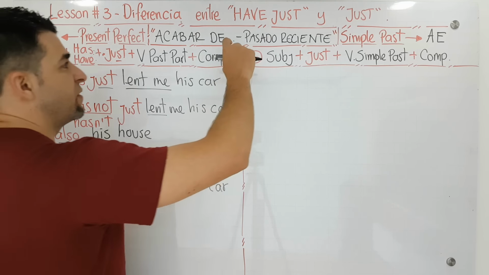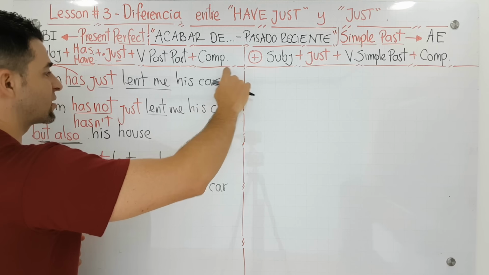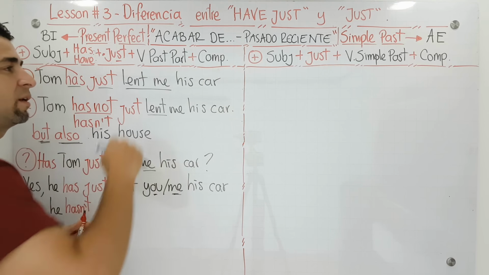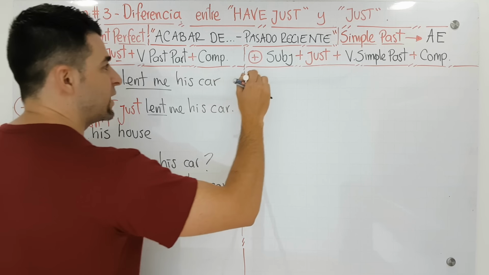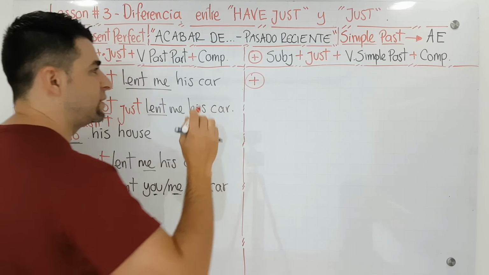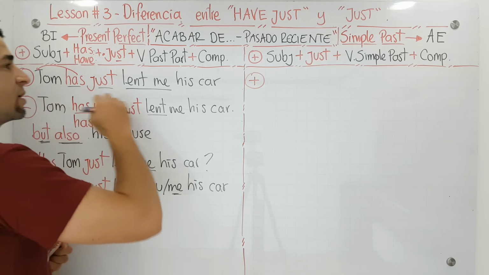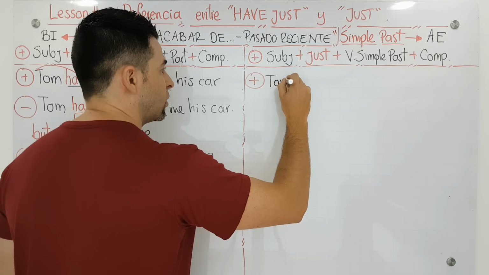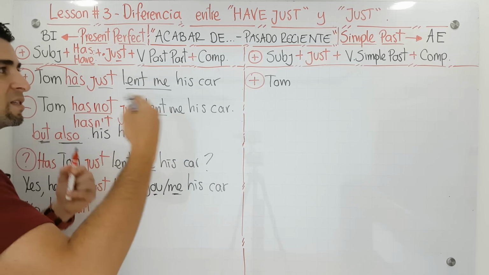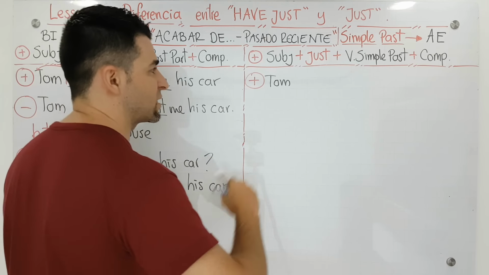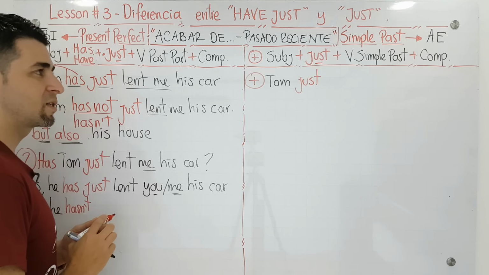Now we're going to use the structure of the simple past. We're going to do the same sentences that we have here, but using the simple past. Vamos a utilizar el pasado simple para que vean que se trabaja completamente igual y tiene el mismo significado. ¿Listo? Entonces vamos a empezar con la estructura. The subject in here is Tom, okay? So I write Tom here in first place because it's the subject that makes the action, okay? Then we follow with just. Seguimos con ese just, que sería la obligación de seguir en esa estructura.